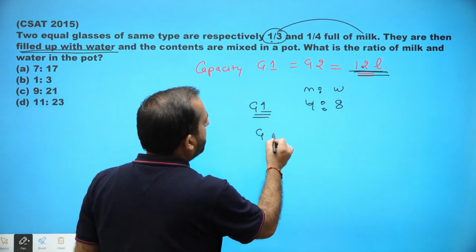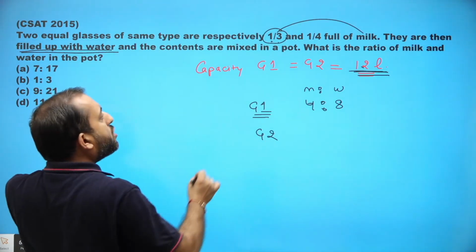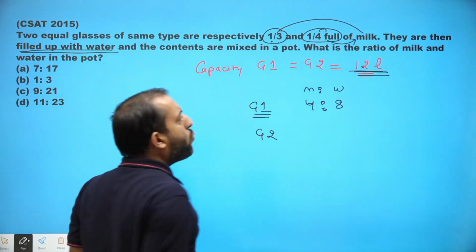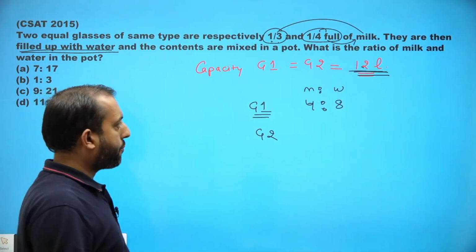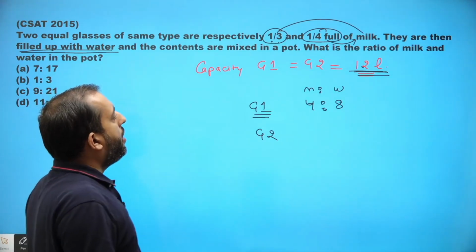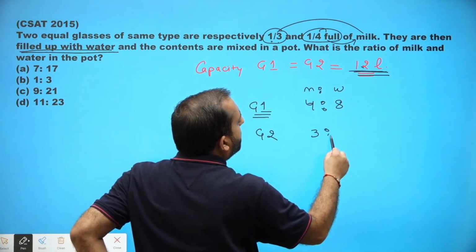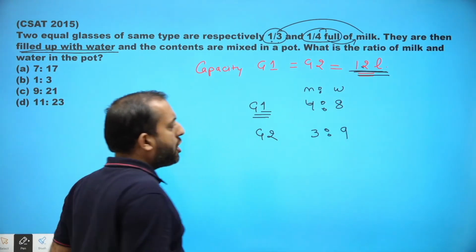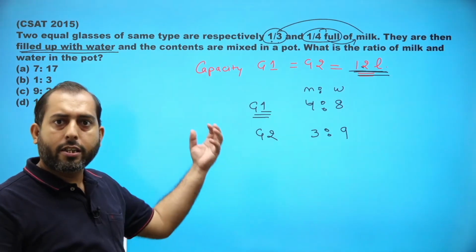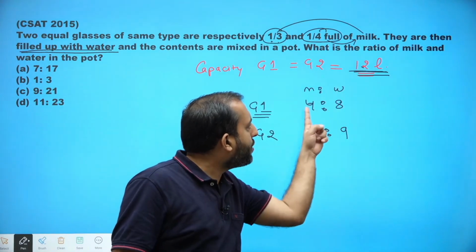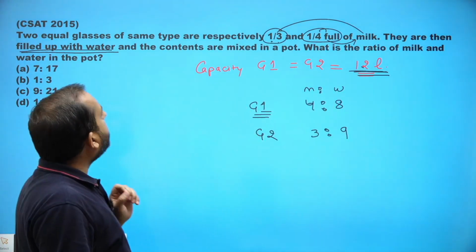Let's talk about glass 2 now. In glass 2, 1/4 is what? Milk. Okay. Now, what is 1/4 of 12? It is 3. So the remaining part of the glass should be filled with water. That is, 9 parts in that glass should be water, because 3 plus 9 is 12 and 4 plus 8 is 12.